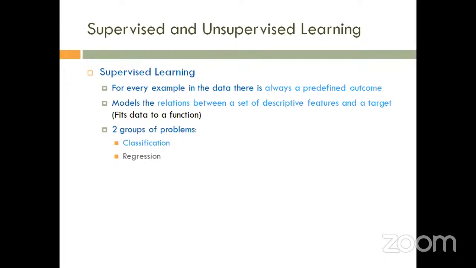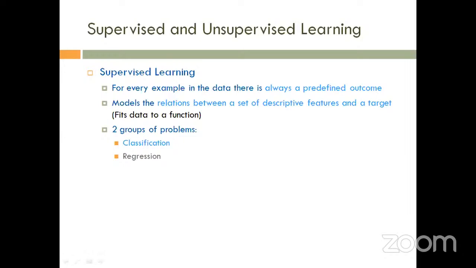In supervised learning, for every example in the data, there is always a predefined outcome. It models the relation between the descriptive features and the target, that is, it fits data to a function. So there are two groups of problems: classification and regression. That is all you have done in the last classes.